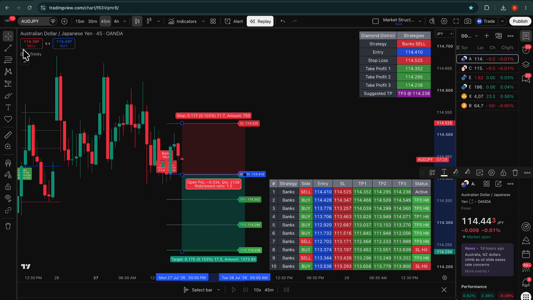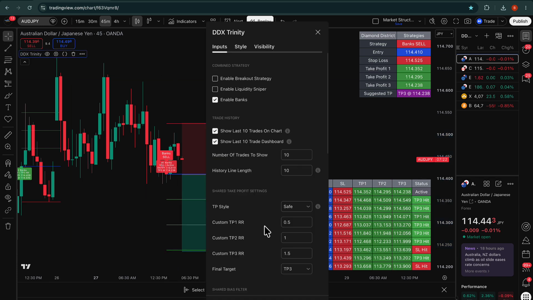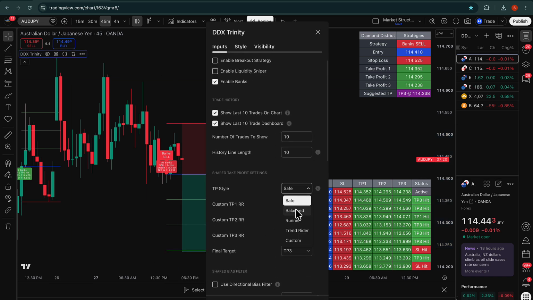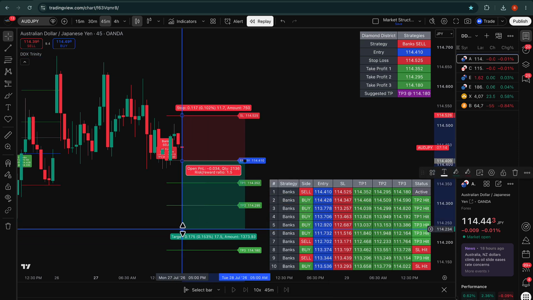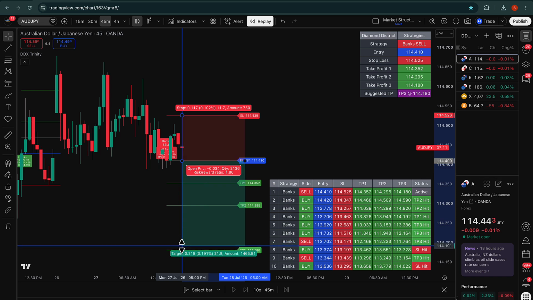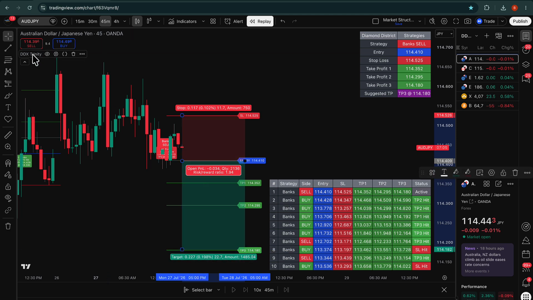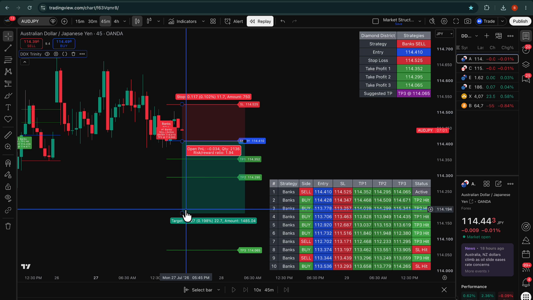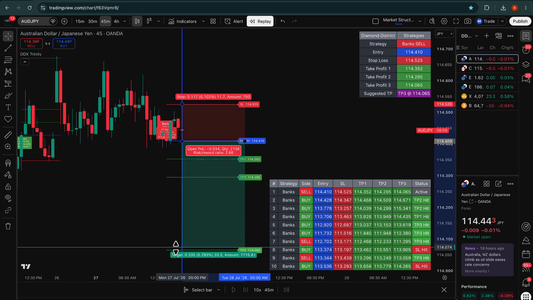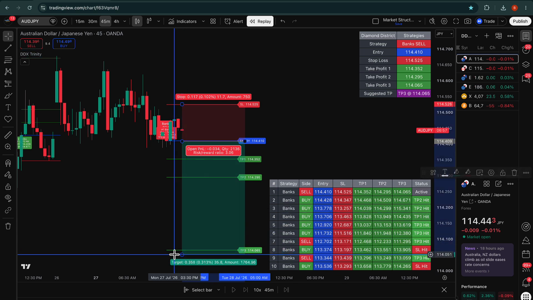Now, the Trinity gives you multiple different TPs. That's why instead I want to go balance. And with balance, TP3 goes to 2. So now I'm risking $100 to make $200 in TP3. Then we have the runner, and this one goes for 1 to 3. This is risking $100 to make $300.